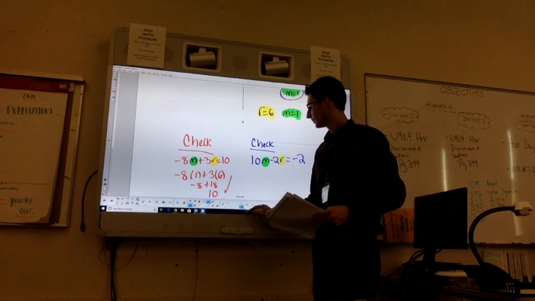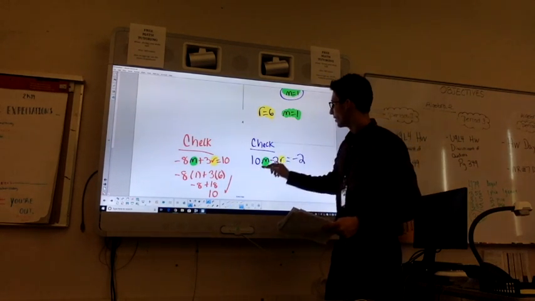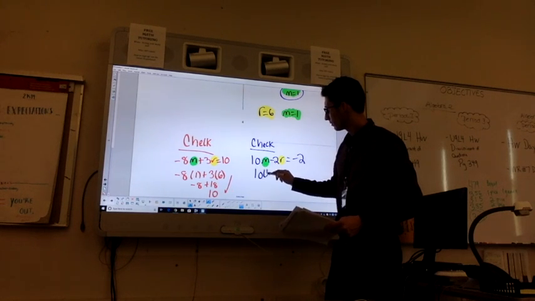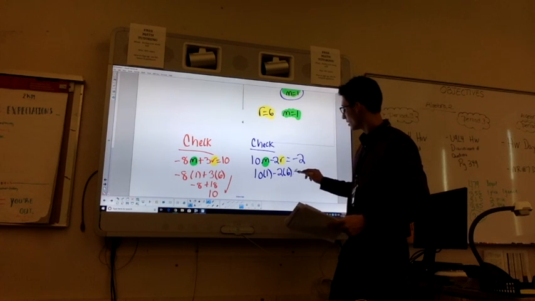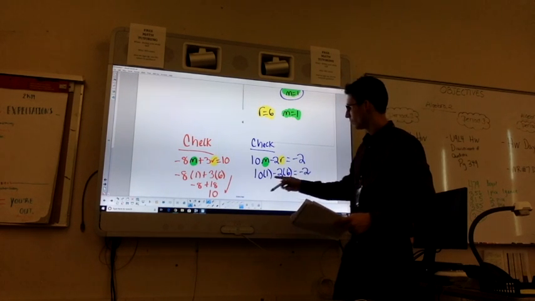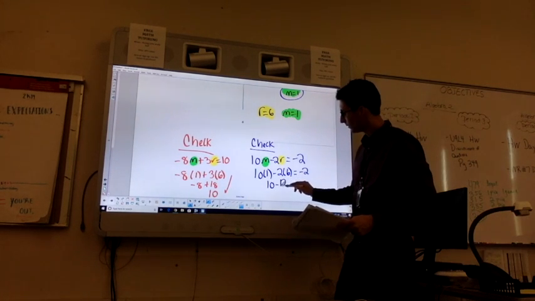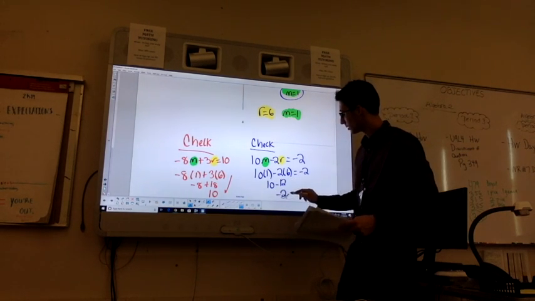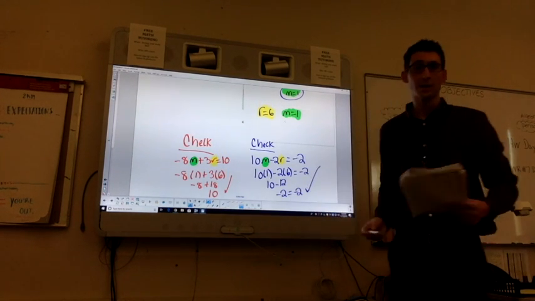Good check. Same thing for this piece. 1 is going in for m, so 10 times 1 minus 2 times 6 equals negative 2. 10 minus 12. Does that equal negative 2? It does. So those are both good checks, and those are my solutions.